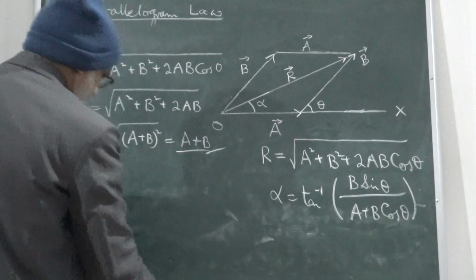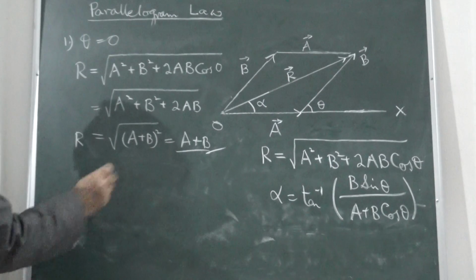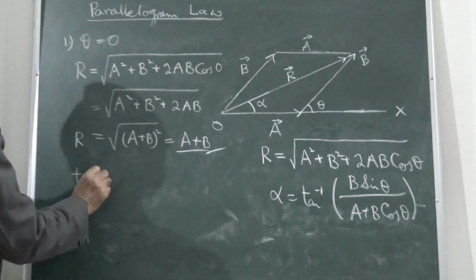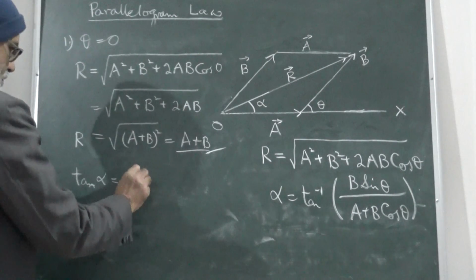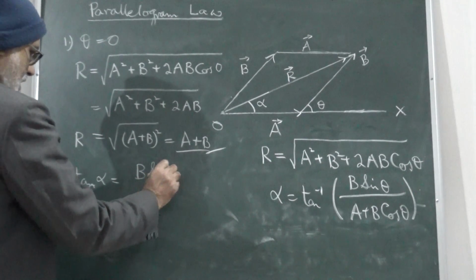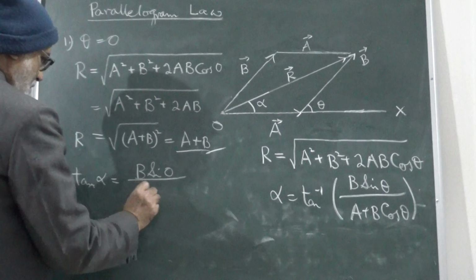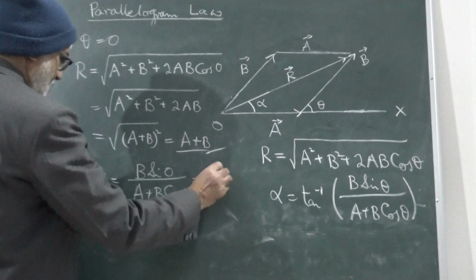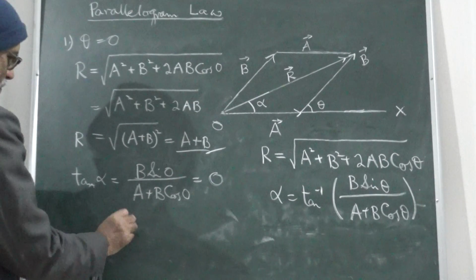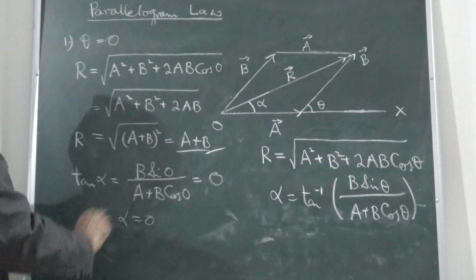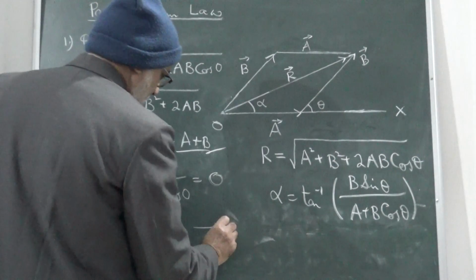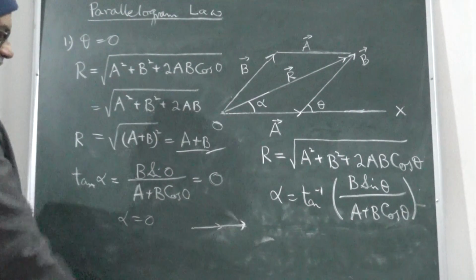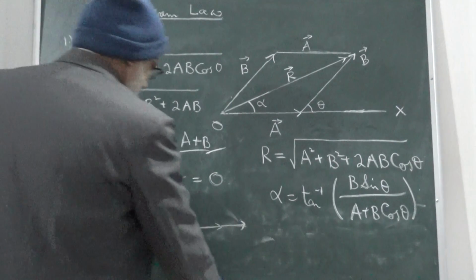And the angle alpha is given by tan inverse of B sin 0 over A plus B cos 0. Sin 0 is 0, so alpha is 0. And we have found that A is this much, B is this. The resultant is also along this 0 degree, along the same direction.